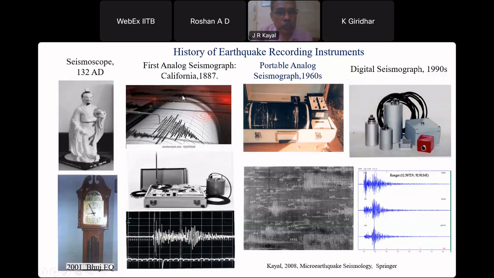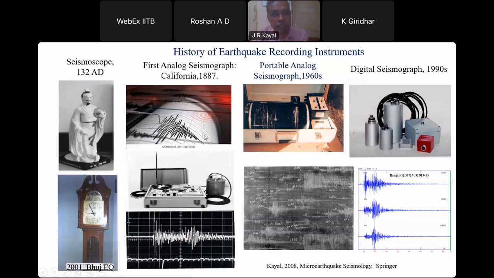This is the first seismograph, and then the portable seismograph came sometime in the 1960s, when it was found that smaller earthquakes follow a power law. That b-value gives us the understanding that smaller earthquakes occur in huge numbers. So the portable seismograph came in the 1960s, and then the digital seismograph came in the 1990s.